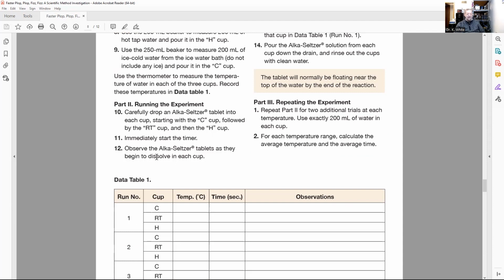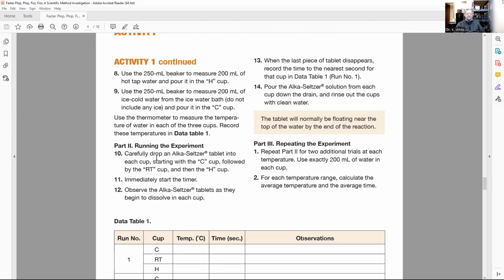Now, here's what you're going to do. What they don't tell you, I don't see it here. Before you start, in each cup, before you do one, measure the temperature. Put the thermometer in here, wait about a minute or so, and record the temperature. You don't take it out, you have to leave it in.